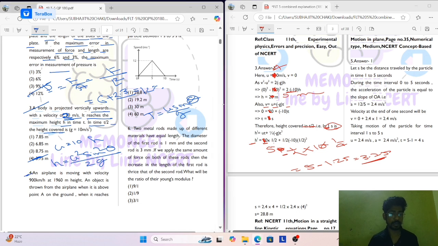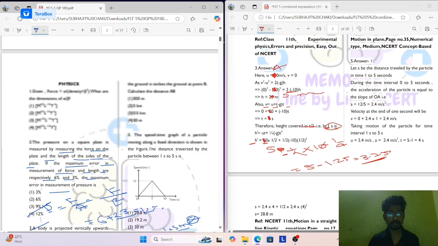Question number 4. An aeroplane is moving with velocity 900 km per hour at 1960 meter height. An object is thrown from the plane when it is above a point A on the ground. When it reaches the ground, it strikes the ground at the point B, calculate the distance. 900 means 900 into 5 by 18, 250 meter per second, right? H is equal to 1960 meter.